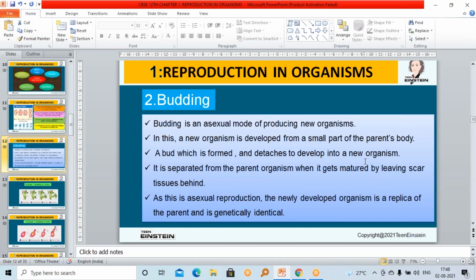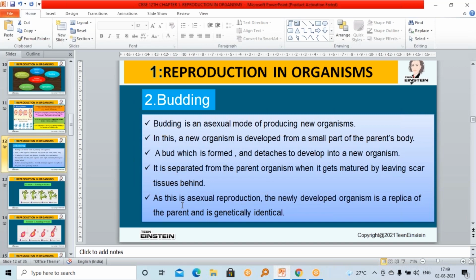Next asexual reproduction method is budding. Budding is an asexual mode of producing a new organism. In this, a new organism is developed from a small part of the parent's body.